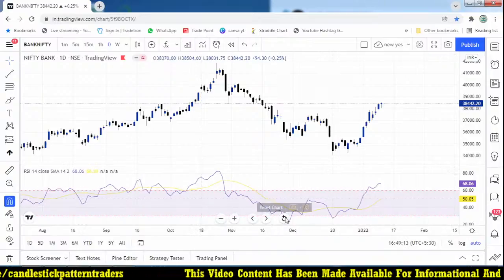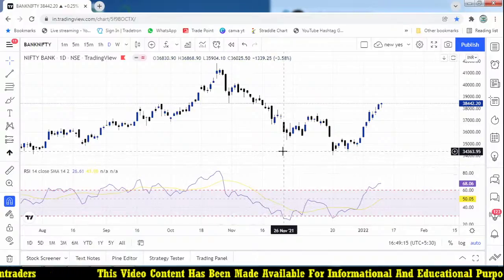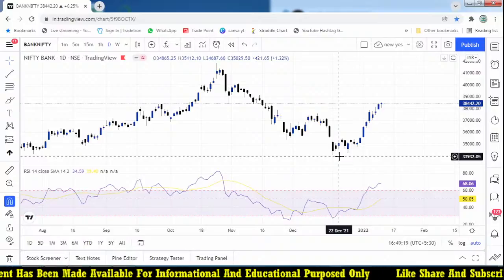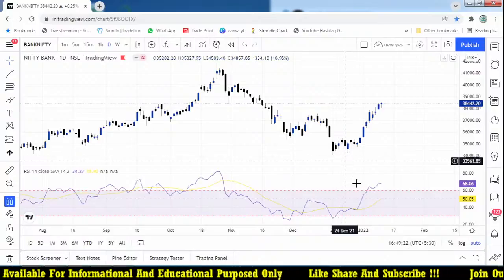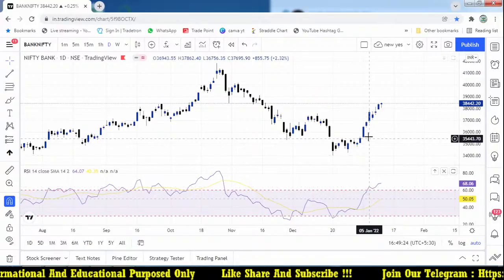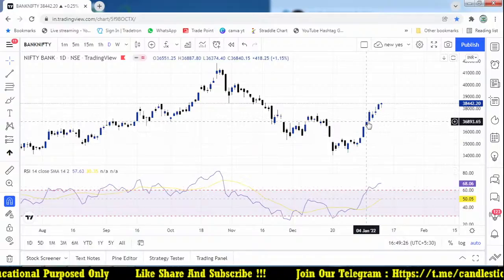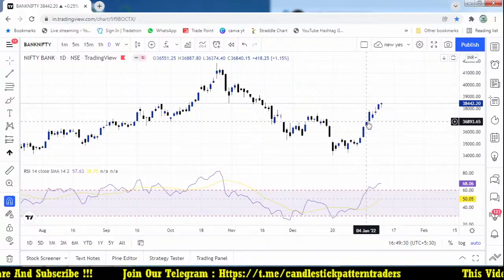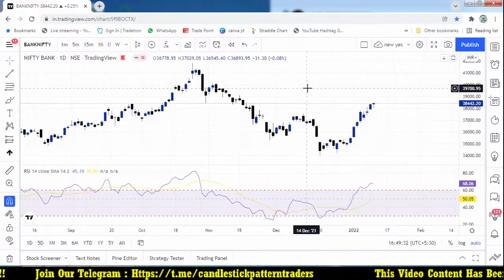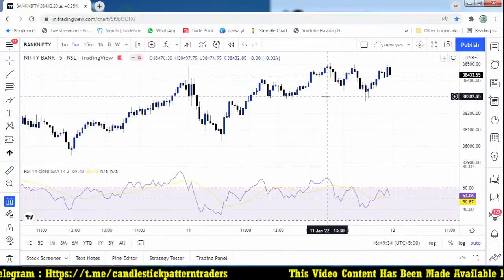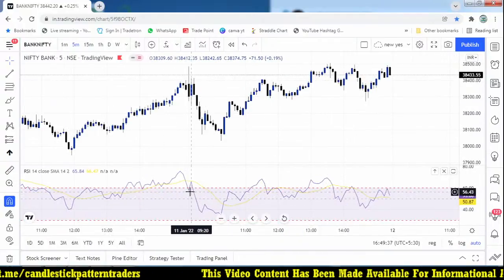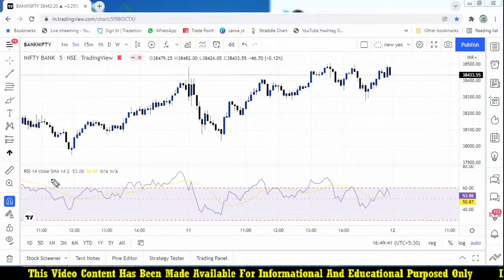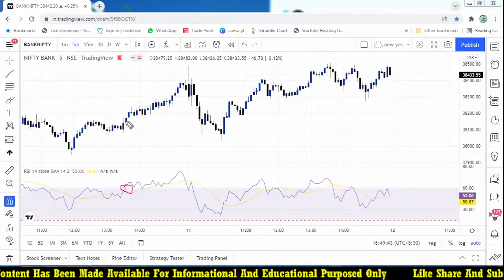The first time the RSI crossed below this level, here at this point, the index was almost 36,000. After that it came down to 33,000, 34,000. Again recently the RSI crossed at this point, somewhere around 36,800. Now it is 38,400, almost 1,500 points above. Even on any time frame, if you focus on the RSI, whether it is trading above the level or below the level, can you see it is working well when the RSI crossed?